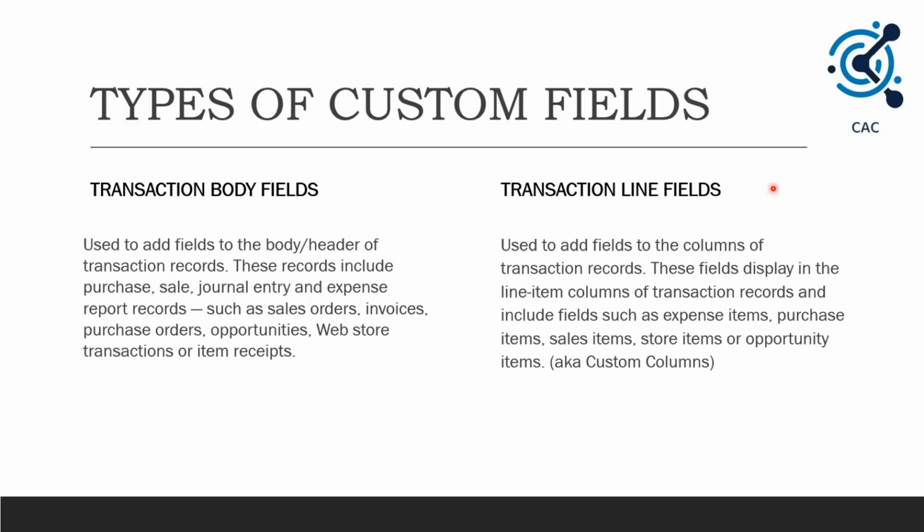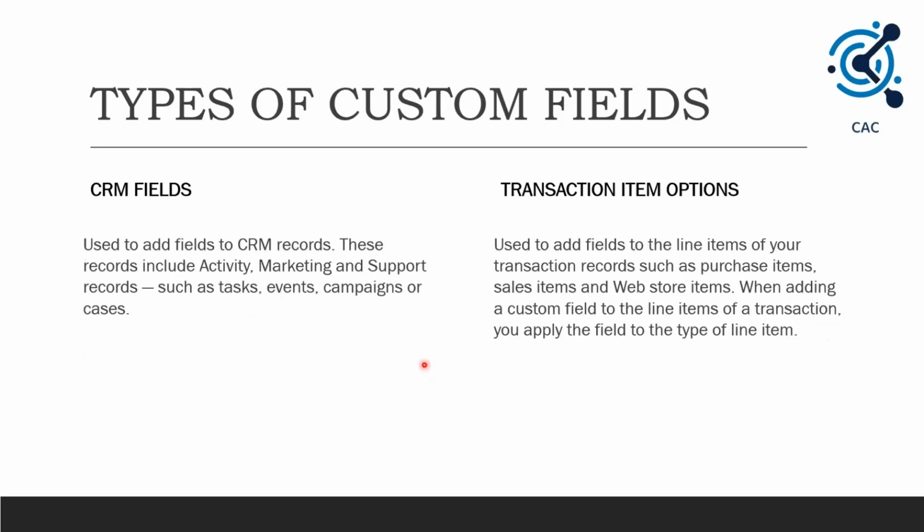When you're looking at transaction line fields, if you look at the internal ID of a transaction line field, it'll say CUSTCOL. That's short for custom column. And so those are the same thing. Next one is CRM fields. CRM fields are used to add fields to CRM records. These include activity, marketing, support records. Examples are tasks, events, campaigns, or cases.